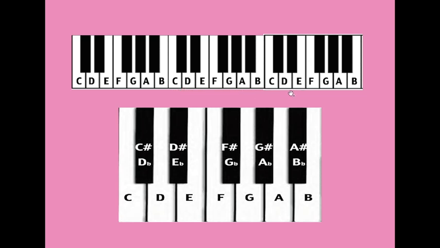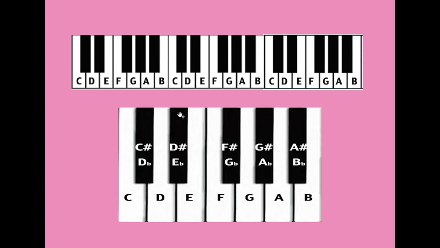Now, we need to know the sharps and the flats. In actual sense, the sharps and the flats are these black notes. The black notes you always see on the keyboard, they are the sharps, they are the flats. Now, what are the sharps? When we say sharp, we mean going forward half a step. When we say flat, we mean going backwards half a step.